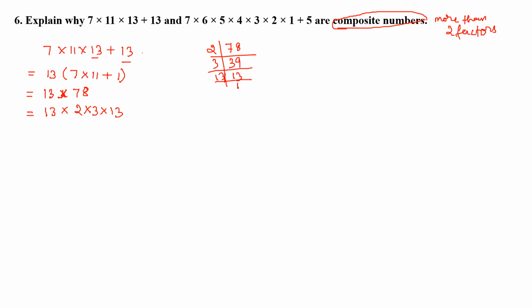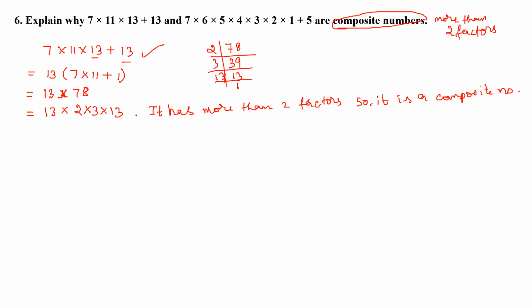It means this will have more than two factors. Can you see it has got so many factors. It has 2, 3, 13, and 1 is a factor of all the numbers. So it has more than two factors. So it is going to be a composite number because it has more than two factors. So it is a composite number. Now same way we have to check for the other number also.